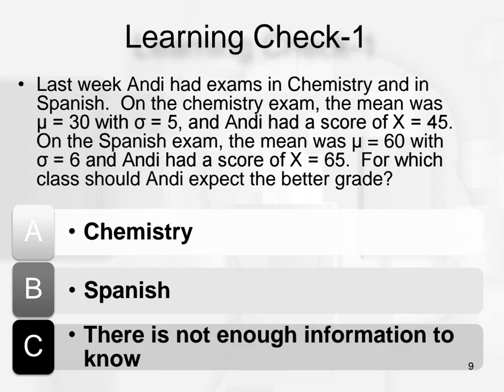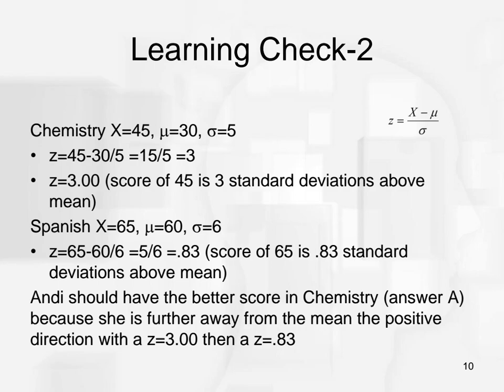Okay, so let's go ahead and try to solve this now together. So for chemistry, we know that Andy had a score of 45. There was a mean of 30 and a standard deviation of 5. And right here on the right-hand side, I've once again written the equation, which I suggest you do, just as a matter of principle, and also just as a matter of organizing yourself.